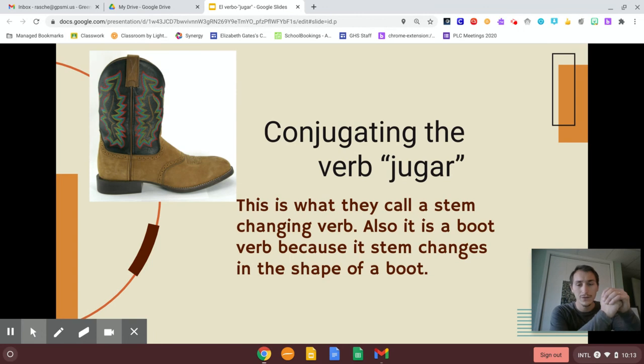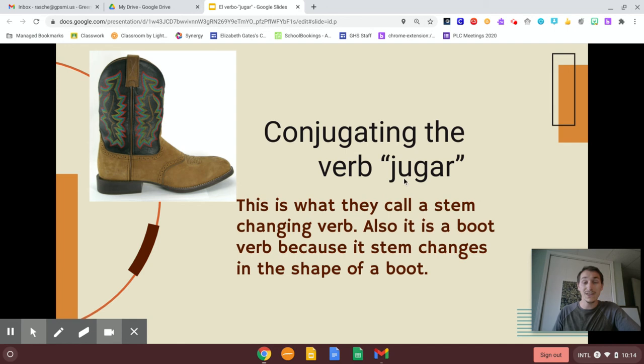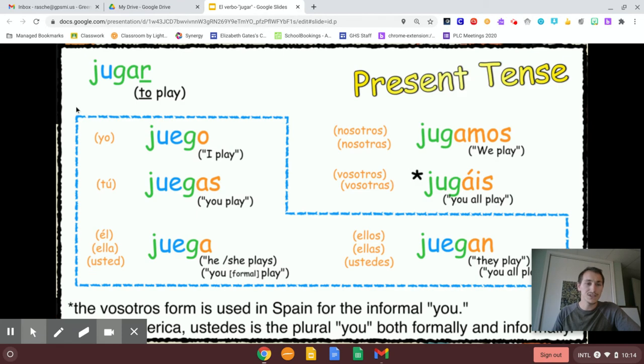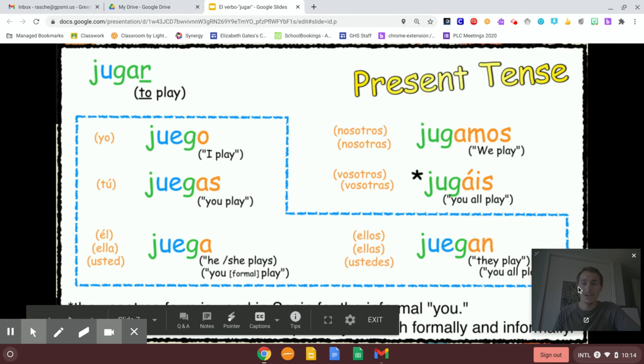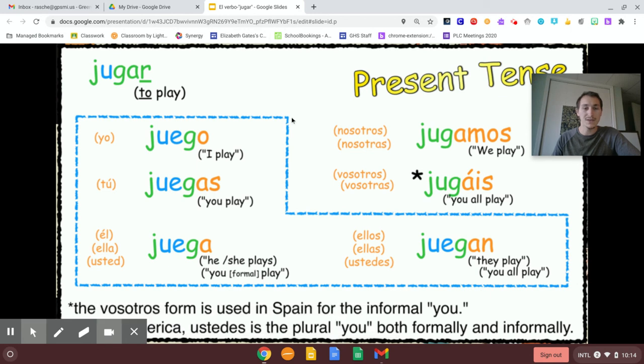We're talking about conjugating the verb jugar. What is conjugating again? Is it to keep the verb the same? No, it's to change the verb depending on the subject. Now, this is what you call a stem changing verb. So this part here, the beginning part, is called the stem. So this is the stem, the J-U-G. This is going to change a little when we conjugate the verb. Also, I call it a boot verb. A boot verb is one that has stem changes, but as you'll see in the next slide, they're in the shape of a boot. So if you see here, this is the boot that I'm talking about. These are the ones that have stem change.